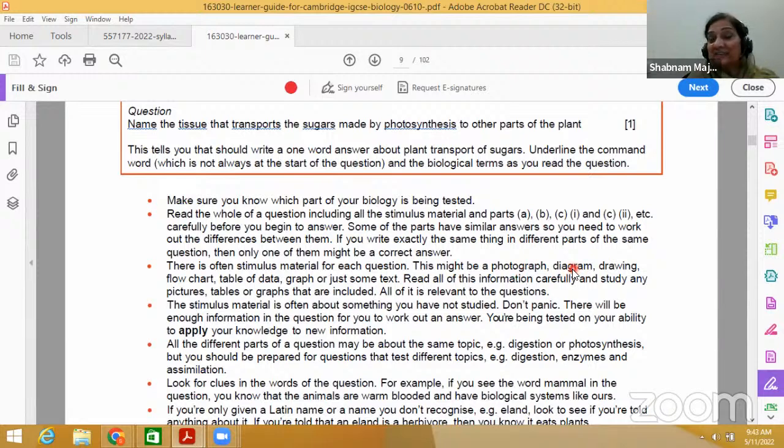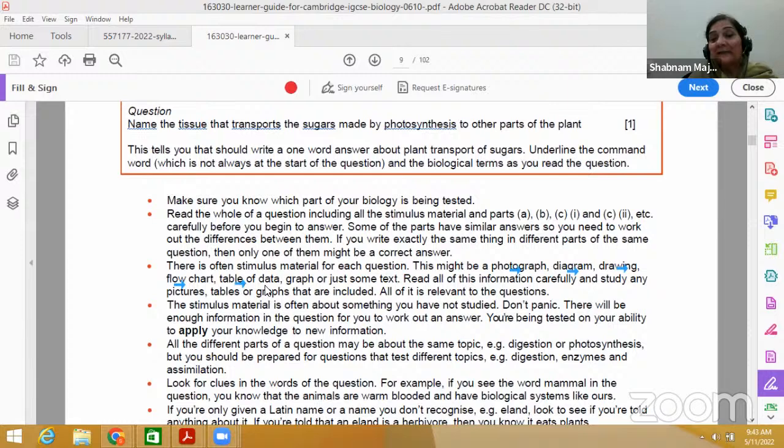Diagram: just see what type of diagrams are given. Drawings may be given, flow charts may be given. You should focus on all of this: photograph, photomicrograph, diagram, drawing, flow chart, very important. Flow charts may be based on, for example, the nitrogen cycle or carbon cycle. They can give you flow charts for anything, mostly for hormones. They can leave the boxes blank and ask you to enter the answer. So flow charts are also very important.